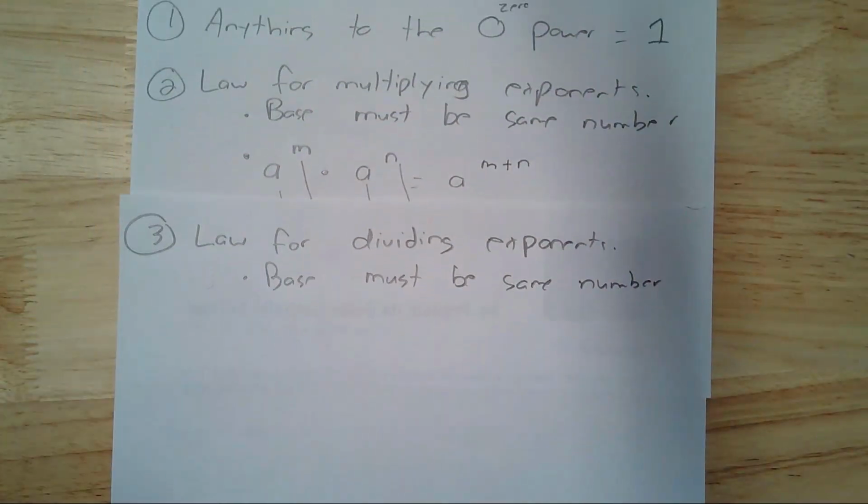So when we were multiplying, what did we do with the two exponents? You just added them. So when we're dividing, what do you think we're going to do with the exponents? Divide them? Add them? Somebody else. Subtract them. Exactly. We're going to do the exact opposite.